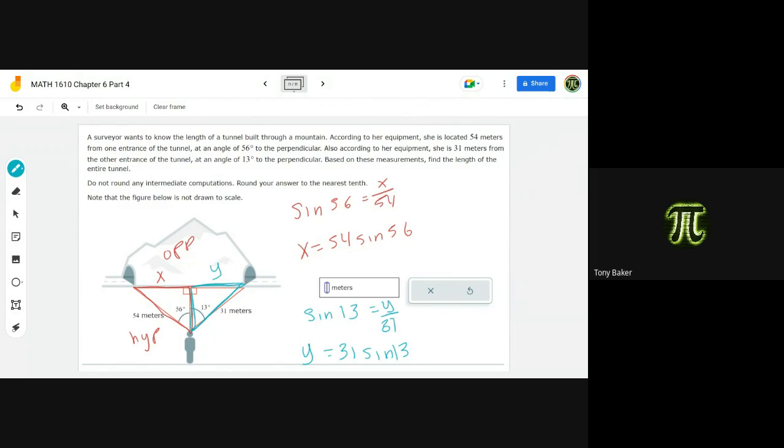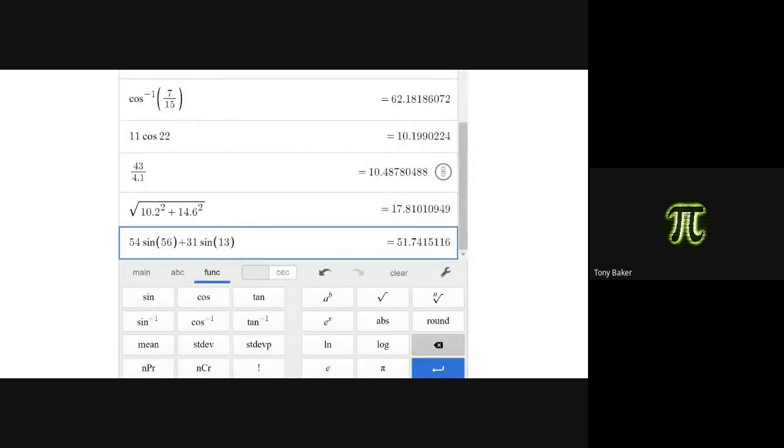There's a reason I didn't find the answer to those, because it says do not round your intermediate calculations. What am I doing to those two? I'm adding them. I'm going to type that entire thing right into Desmos and add it all in one shot. So 54 sine of 56 plus 31 sine of 13. So when you type it in, type the whole thing right in. And then you get your answer. So 51 point something. They wanted it to the nearest tenth. So 51.7.